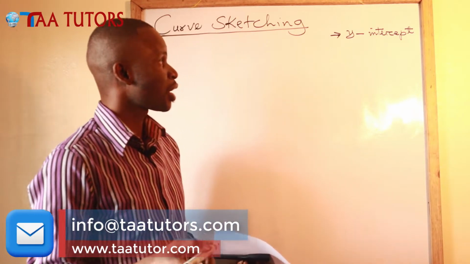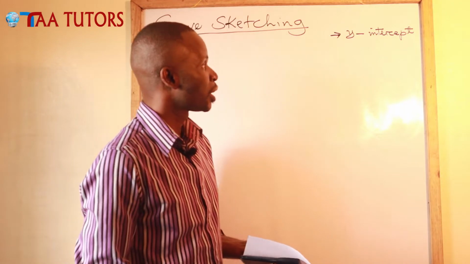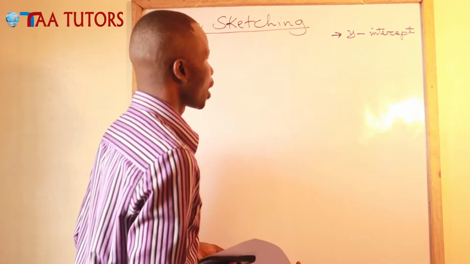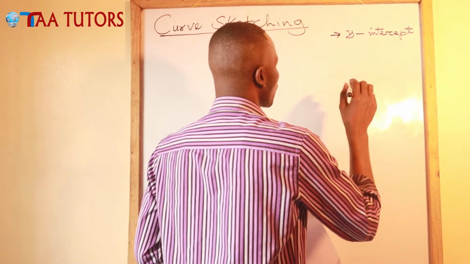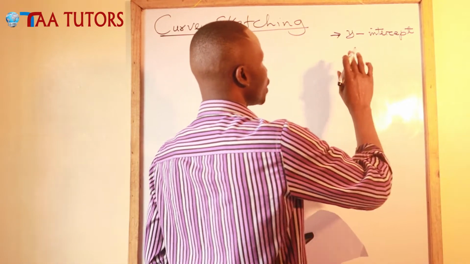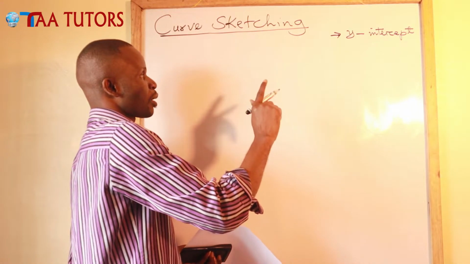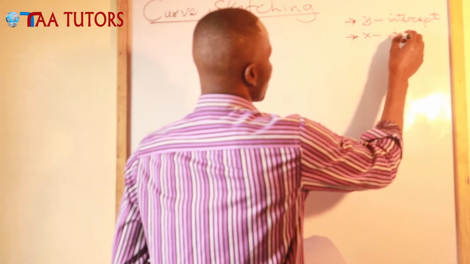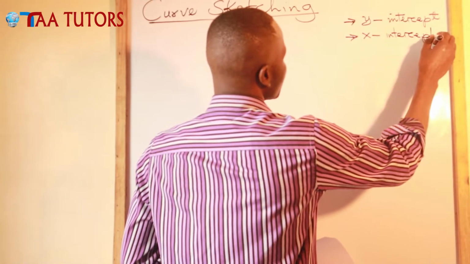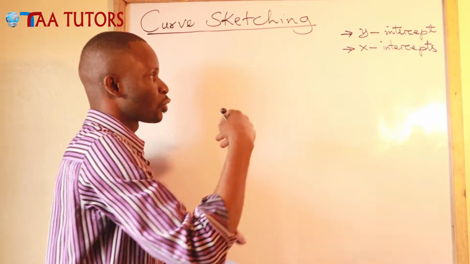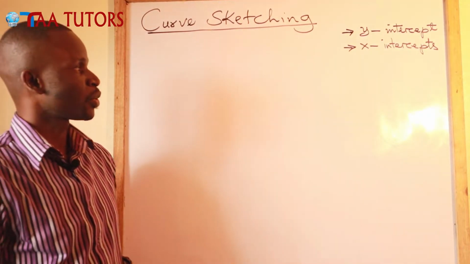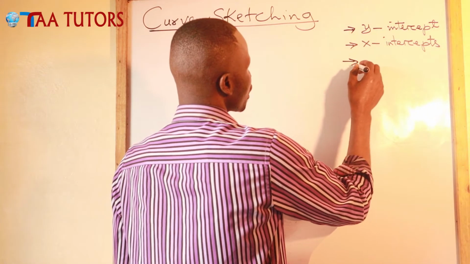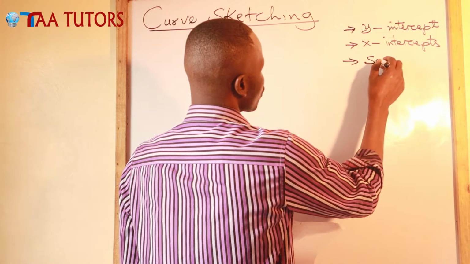If you are dealing with a circular curve, then you expect to have probably two. But if we're dealing with a cubic curve or a quadratic curve, you expect to have only one y-intercept, meaning the curve can only intersect the y-axis at one particular point. The other thing you need to get is the x-intercept. Now, the x-intercepts, you may find many of them, probably 2 or 3 or 4, based on the nature of your curve.